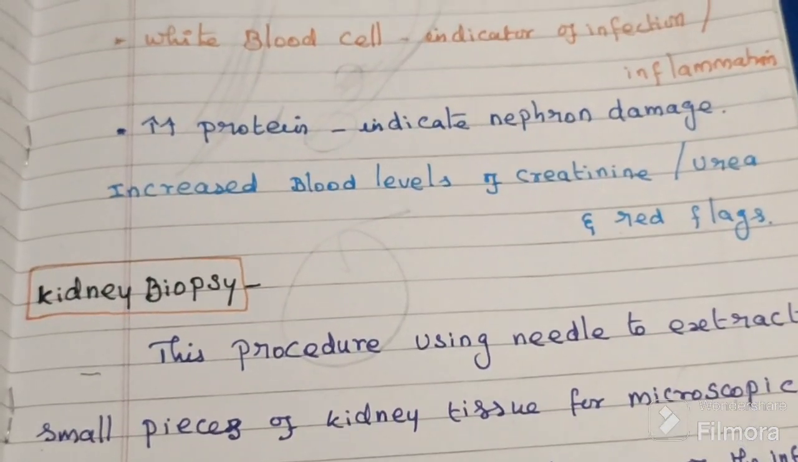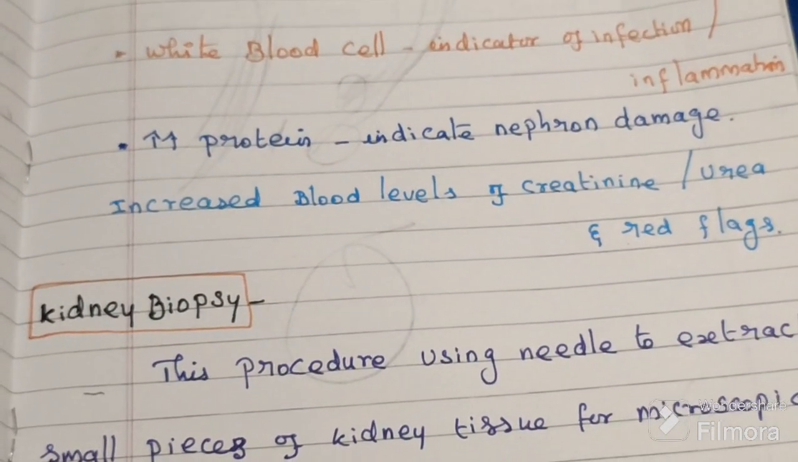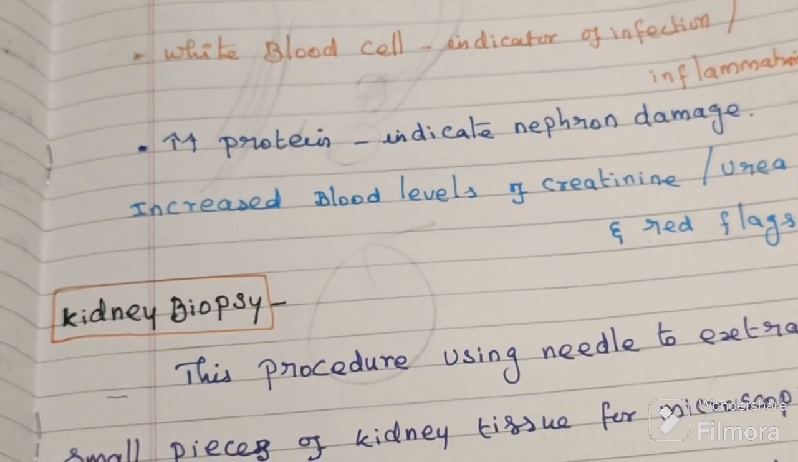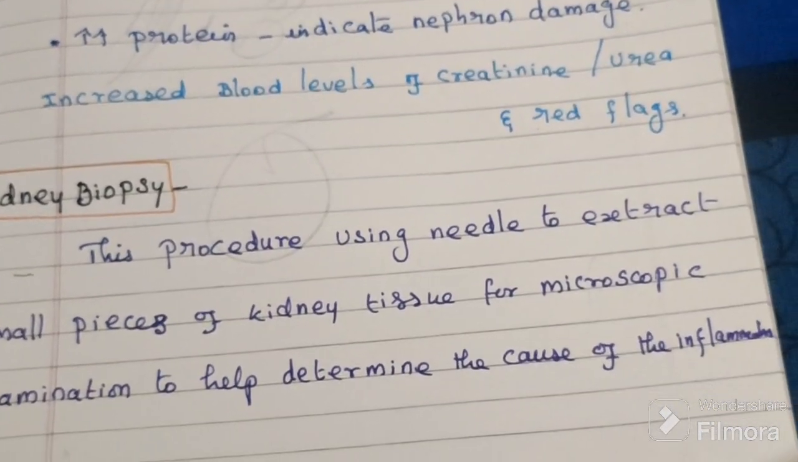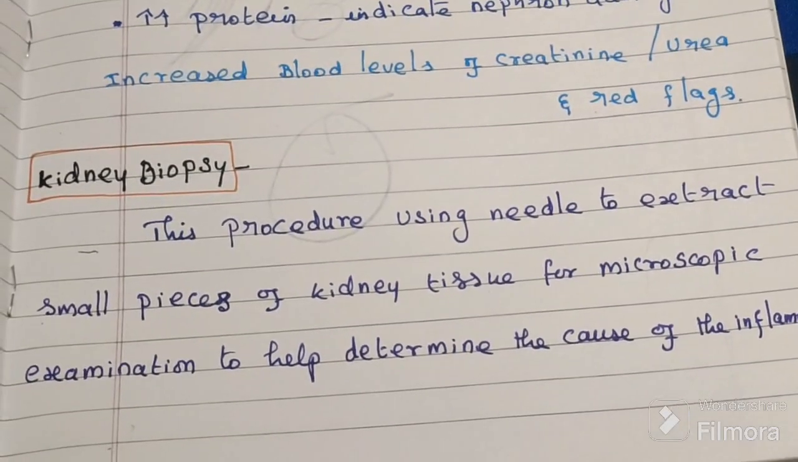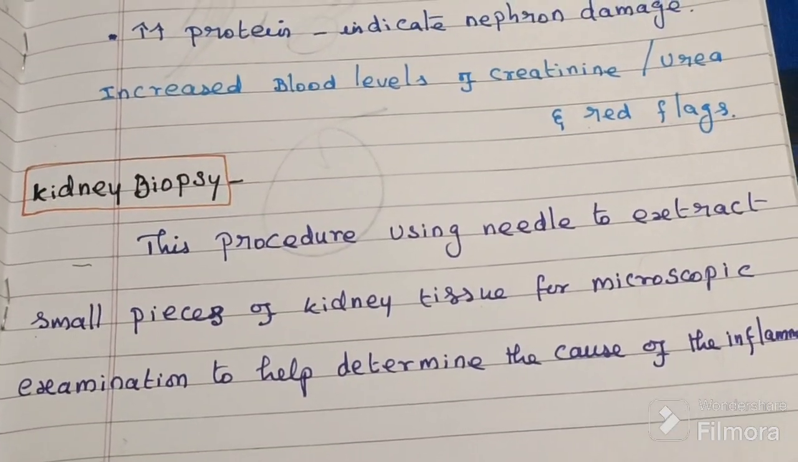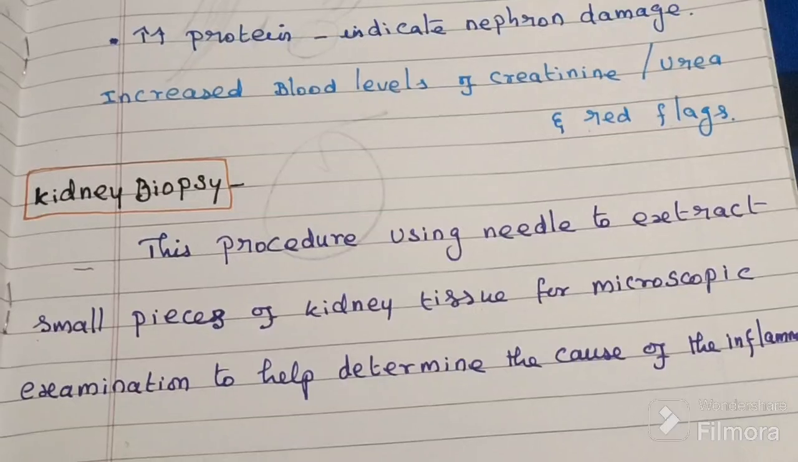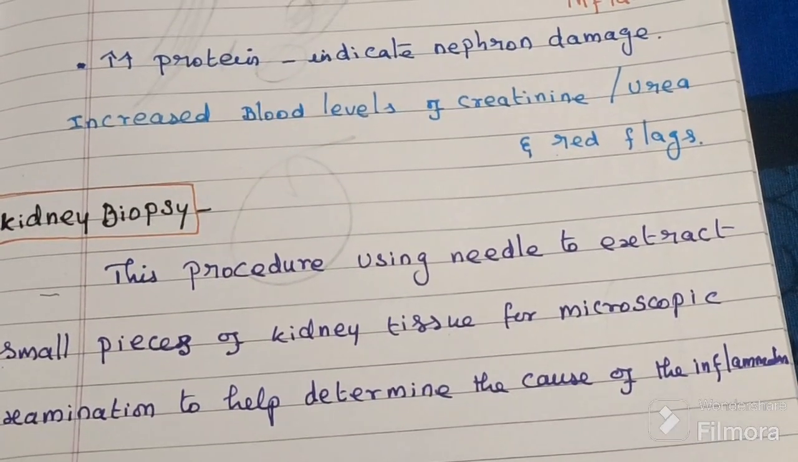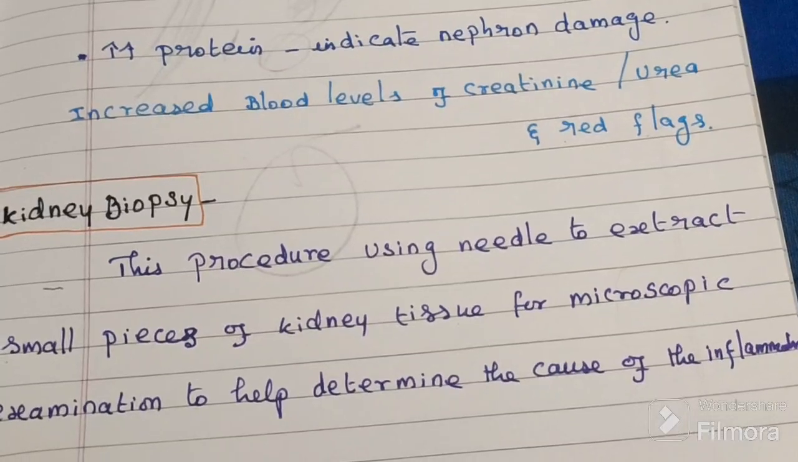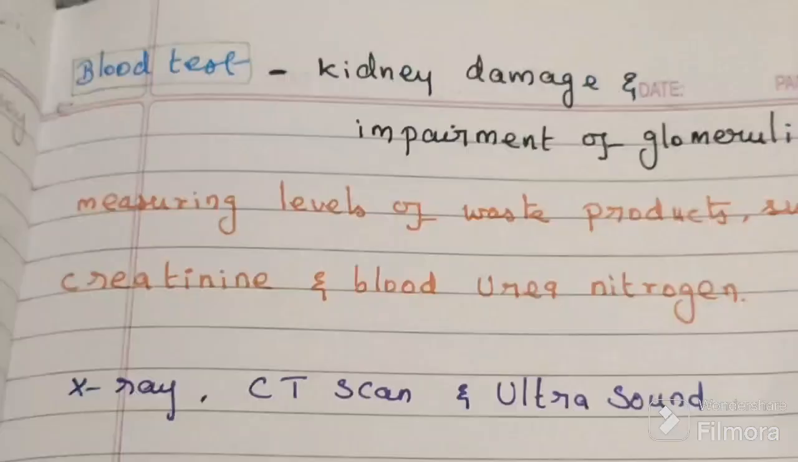Then kidney biopsy. Kidney biopsy is almost always necessary to confirm a diagnosis of glomerulonephritis. In this method we use a needle to take a small piece of kidney tissue for microscopic examination to help determine the cause of inflammation.